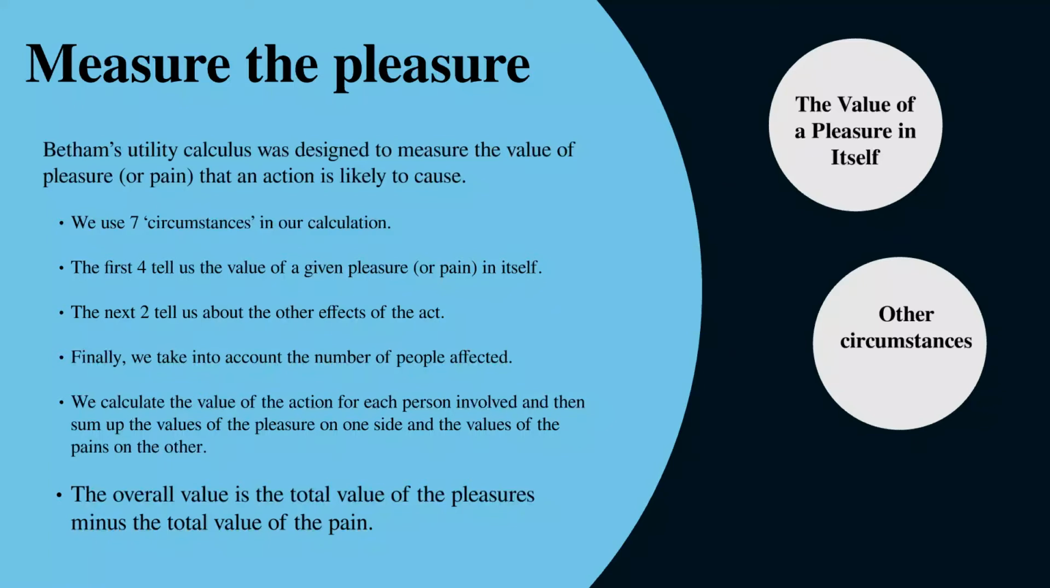We use these 7 circumstances to calculate the value of the action for each person involved. And then we sum up the values of the pleasures on one side and the values of the pains on the other. The overall value is the total value of the pleasures minus the total value of the pain.